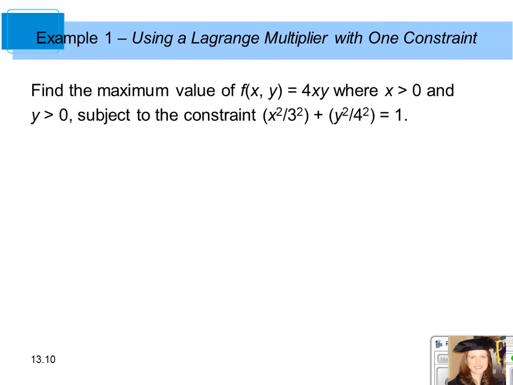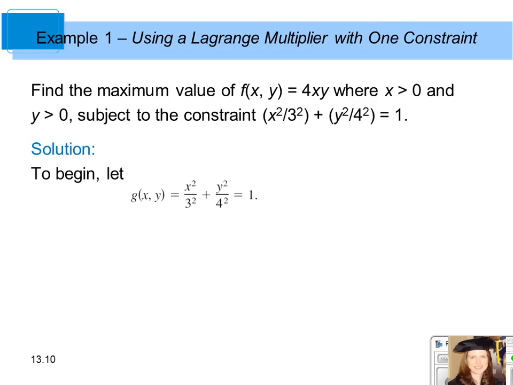In this example, we're going to use the Lagrange multiplier with one constraint. Find the maximum value of f of xy equals 4xy. That's the area of the rectangle that's inscribed in the ellipse, where x is greater than 0, y is greater than 0, and it's subject to the constraint that is the equation of the ellipse.